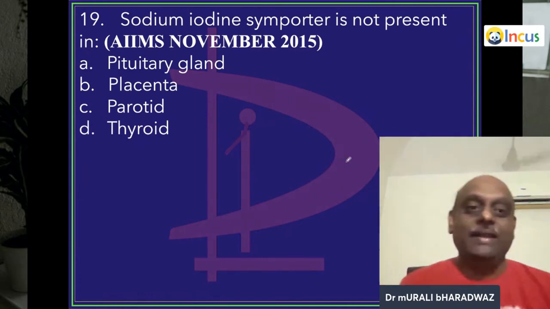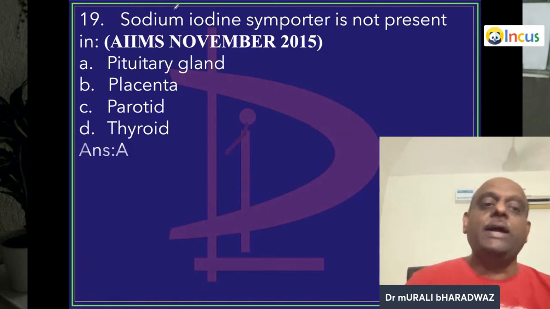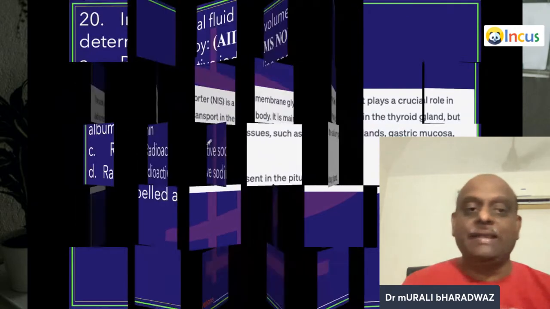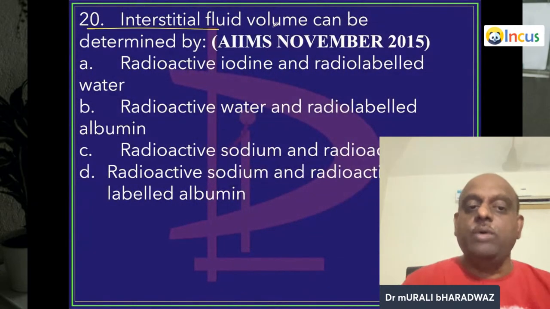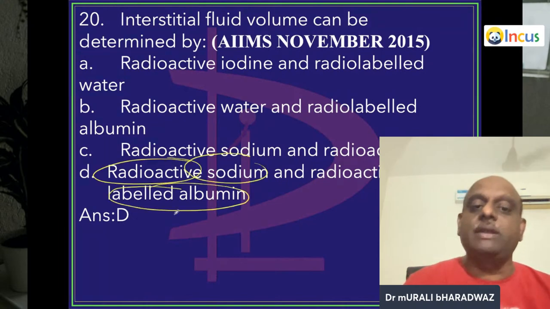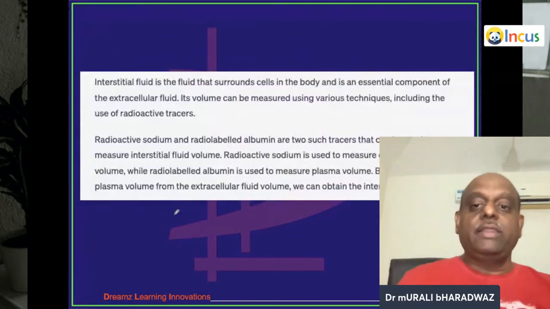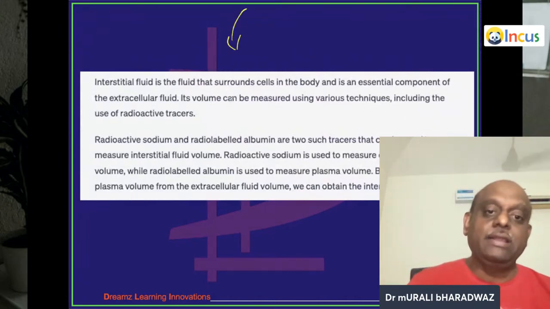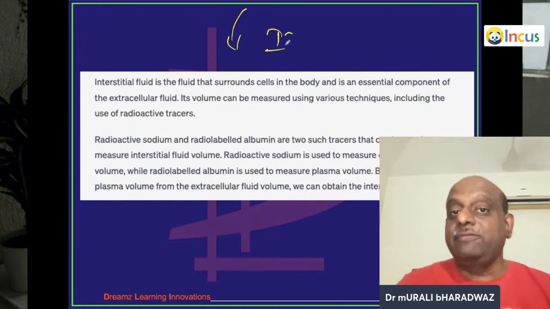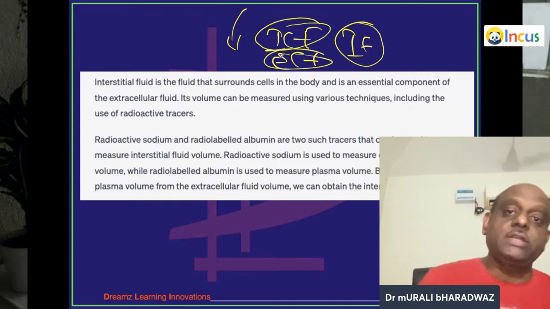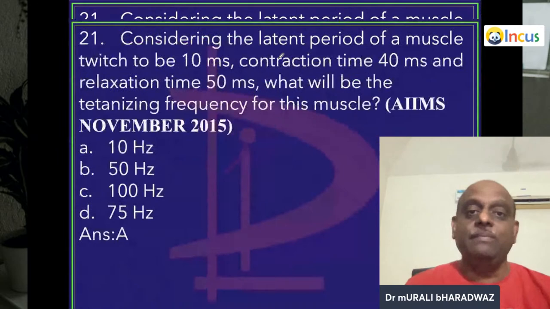Okay. Now, sodium iodide symporter is there in placenta, parotid, thyroid, but not in pituitary gland. Interstitial fluid volume is measured indirectly: radioactive sodium and radioactive labelled albumin are the two things which are used to measure. All right. So, ICF, ECF, interstitial fluid. These are all sure shot questions in the exam, doctor.